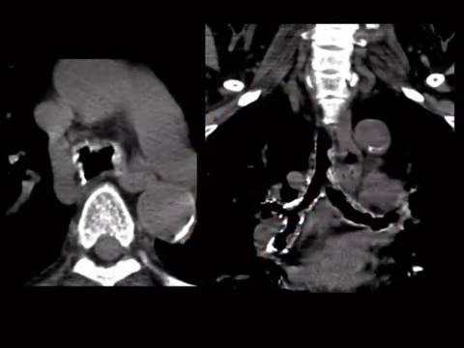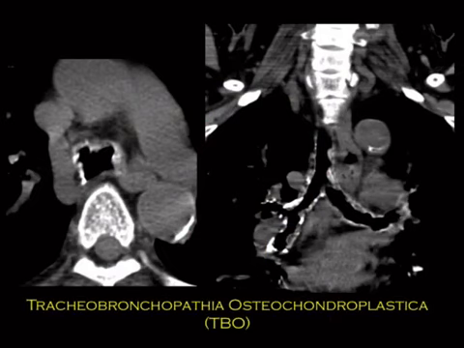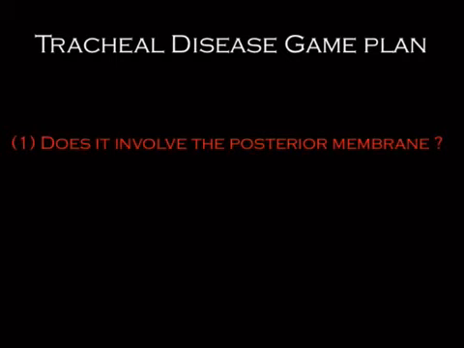So let's talk a little bit more about airways. This is an airway case that's abnormal. This is TBO. Now, how did I know that? Let's go through a game plan here. When you're dealing with trachea cases, you need to ask yourself, 1, does it involve the posterior membrane?